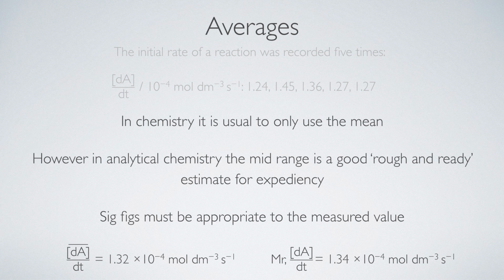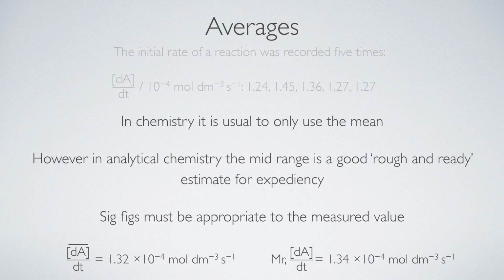Now, usually we don't use the median or the mode. It's only the mean that we care about. However, in analytical chemistry, where quite often calculations are performed on quite a fast basis, a rough and ready, quick estimate of mean can often be important, and that's where the mid-range comes into the fore. It's important to remember that sig figs are something that we have to consider. We'll learn that the significant figures and the accuracy with which we measure something are 2 fundamentally linked concepts.